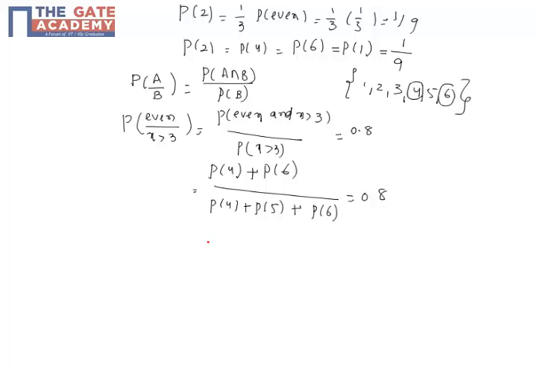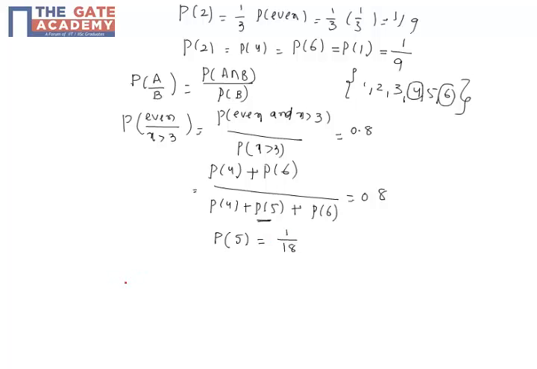So P of 4 I know, P of 6 I know. The only unknown is this value, so you find out P of 5. Because P of 4 and P of 6 are 1/9, if you simplify this, you will get P of 5 equal to 1/18. Now what is he asking?